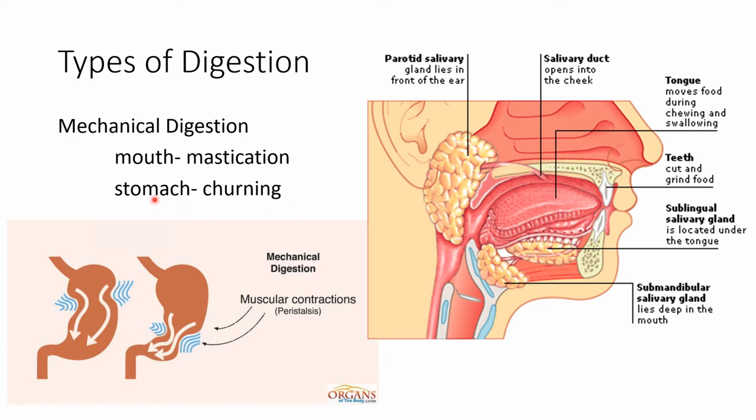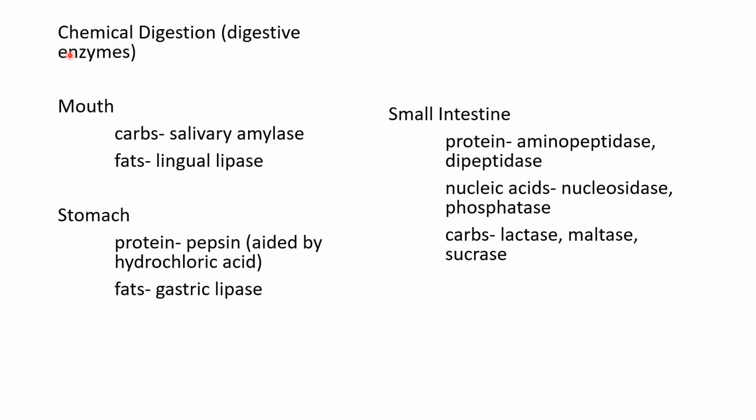The stomach also carries out some mechanical digestion. Again, those different layers of differently oriented tissue kind of squeeze the stomach and mush the food around in there through some peristalsis to just make sure that it gets broken up even more than it already was by the teeth in the mouth. Now moving on to chemical digestion.